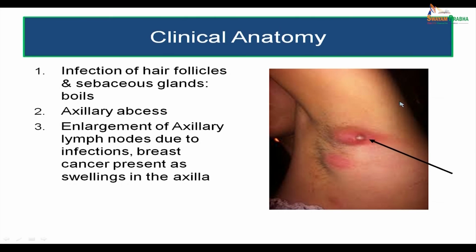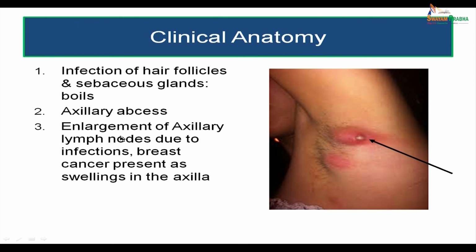Now, we come to clinical anatomy. You can see in this picture there is a large reddish colored area with a point, this is the pus coming out here. This is called an axillary abscess. If it is of lesser amount, then it is called a boil or a furuncle. This happens due to infections of the hair follicle and sebaceous glands of the axilla. It is a very painful condition and requires medical and surgical treatment.